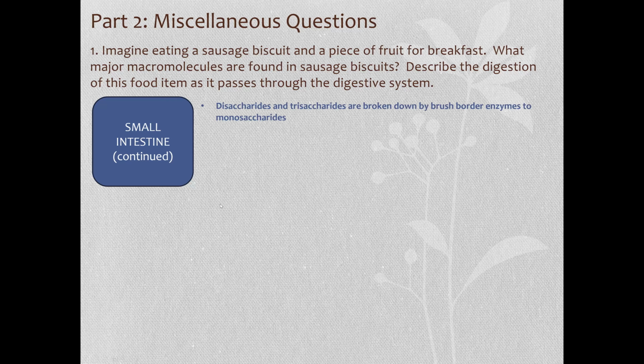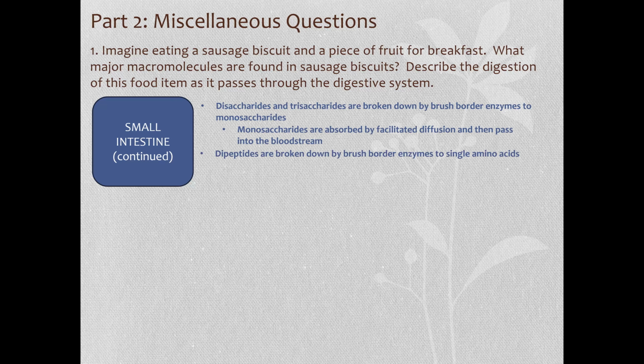So continuing with the small intestine, as those enzymes were breaking the large macromolecules down into smaller pieces, eventually with the carbohydrates you get down to disaccharides and trisaccharides, and then they are broken down by brush border enzymes on the microvilli of the intestinal cells to monosaccharides, and monosaccharides is the smallest unit. They are absorbed by facilitated diffusion and then pass into the bloodstream. Likewise, eventually the proteins are broken down into little pieces of 2 amino acids called dipeptides. The dipeptides are then broken down by brush border enzymes to single amino acids, and amino acids are then absorbed by facilitated diffusion and also pass into the bloodstream.